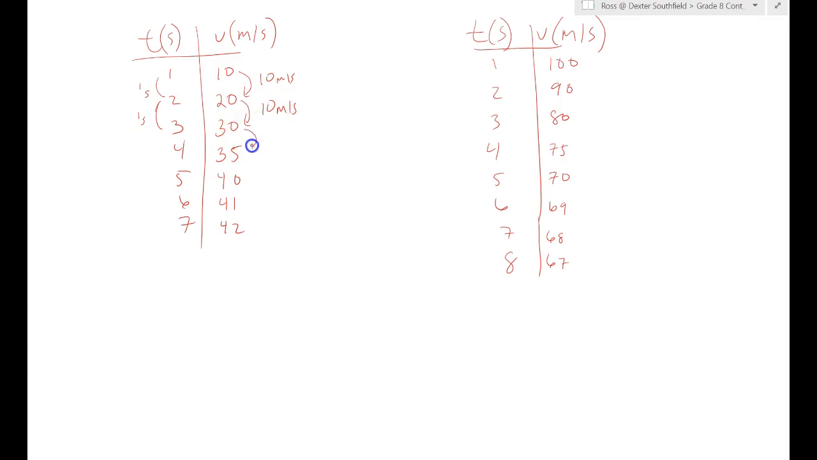Here, however, we go up by a jump of 5 meters per second. Then another 5 meters per second. So, are we accelerating still? Yes. We went from 10 to 20 to 30 to 35 to 40. Our speeds are still getting bigger. However, they're going up by a smaller increment. Rather than still going up by 10 meters per second, they're only going up by jumps of 5 meters per second. Are those numbers still getting bigger?